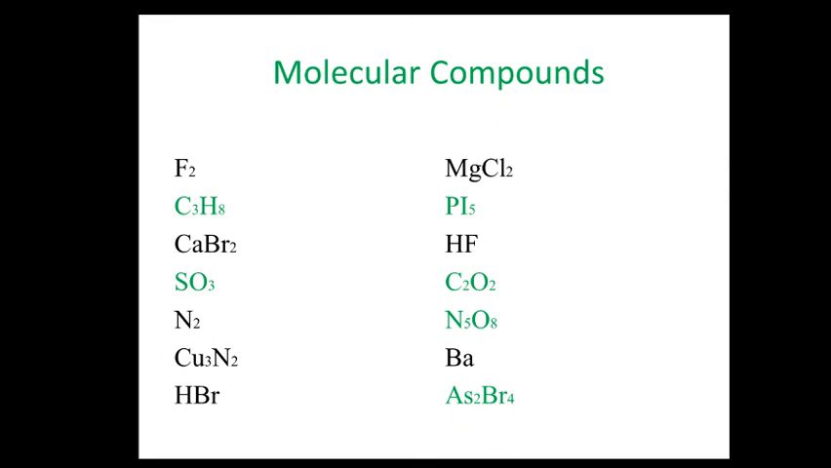There are 6 chemicals which are listed which are molecular: C3H8, SO3, PI5, C2O2, N5O8, and finally As2Br4. There are only 2 chemicals which are listed which are acids: hydrobromic acid, which is HBr, and hydrofluoric acid, HF.